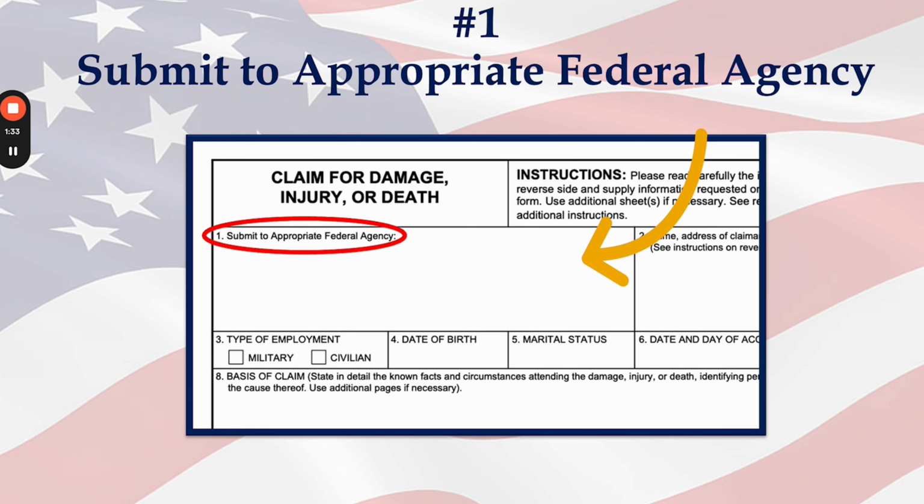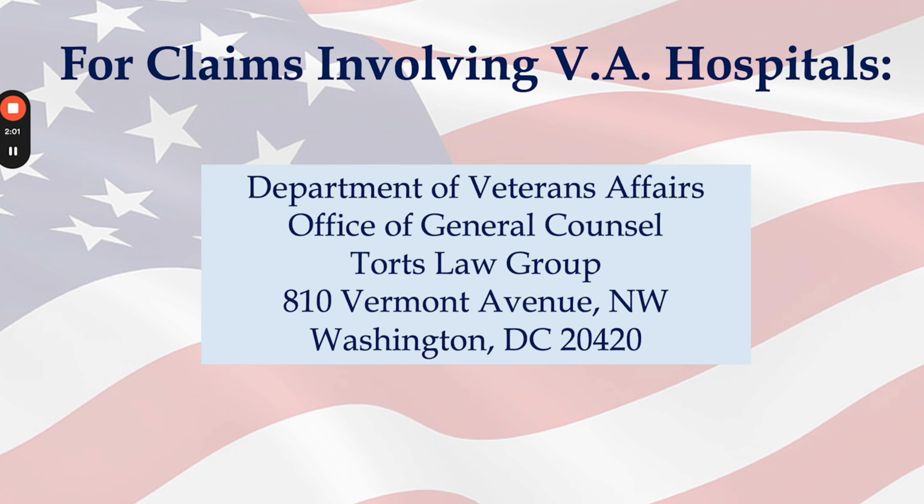Another important thing to note is block number 1, submitting to an appropriate federal agency. In some cases, you can submit it to more than one location, but if you get it to the wrong specific location where it should be, even though it can be accepted, they're just going to forward it and it'll add some delay. So the most common places that we submit claims, and that you will as well, is the Department of Veterans Affairs, specifically for medical malpractice that occurs at VA hospitals. This is the address for that.